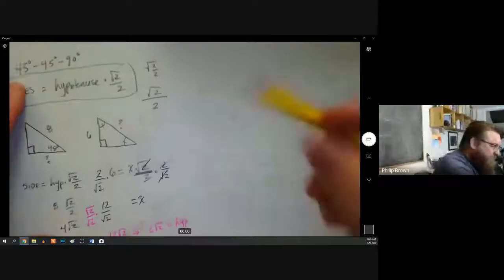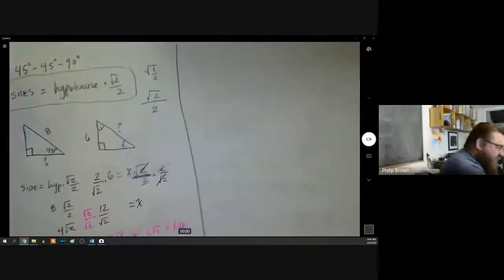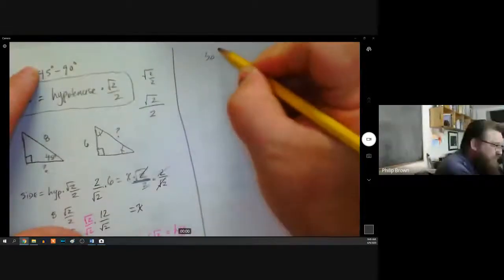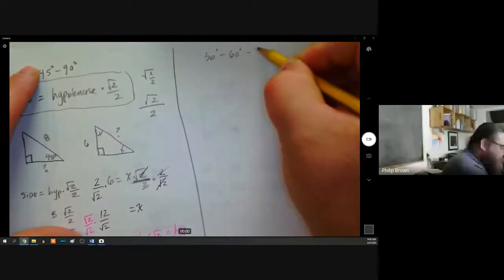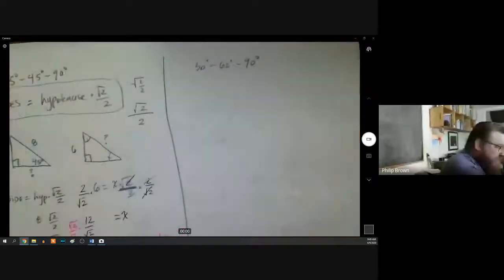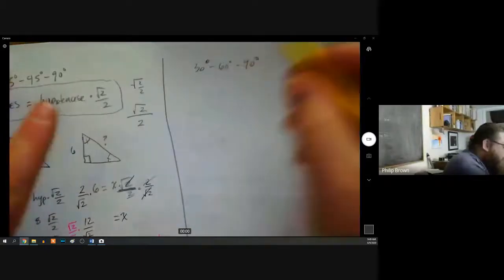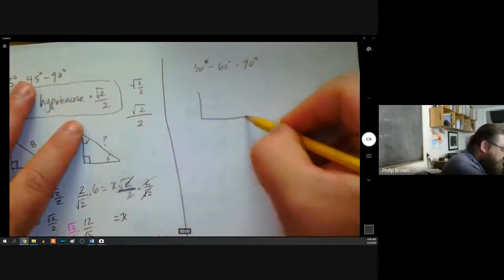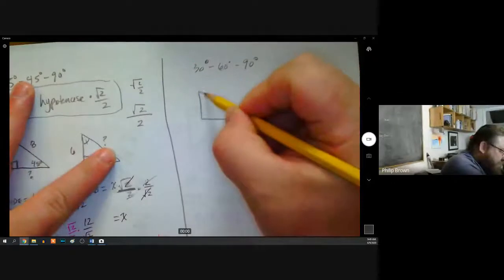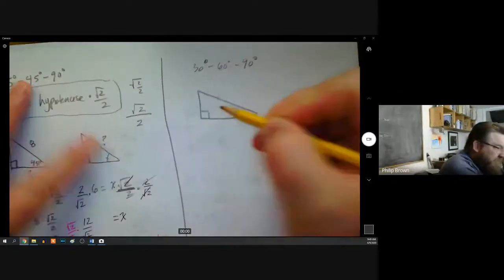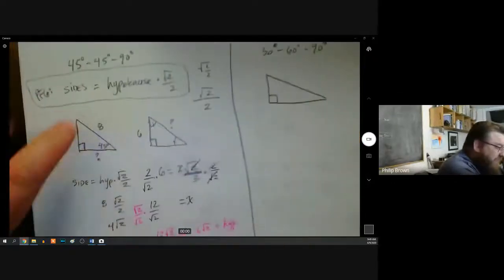All right. So now, the other part of the special right triangles is the 30, 60, 90. All right? So this one, a little more complicated, but not too bad. So here's a couple things you got to know. With the isosceles, the sides are the same, right? So here the sides are the same. Here the sides are not the same.